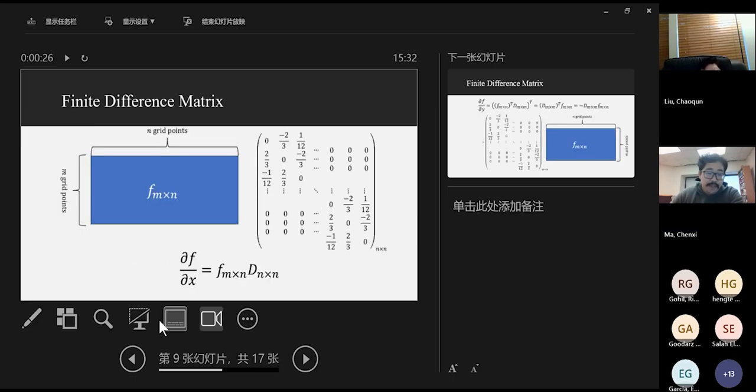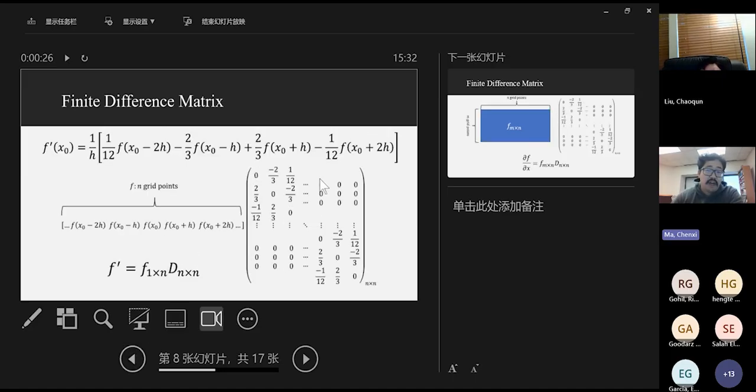Thus, we can get the first order derivative for a function with n grid points by multiplying it with an n by n matrix on the right, and this n by n matrix has 5 diagonals. In the middle we have 0, and then we have 2 over 3 beneath that, and negative 1 over 12 beneath that, and above 0 we have negative 2 over 3, and 1 over 12 above that.